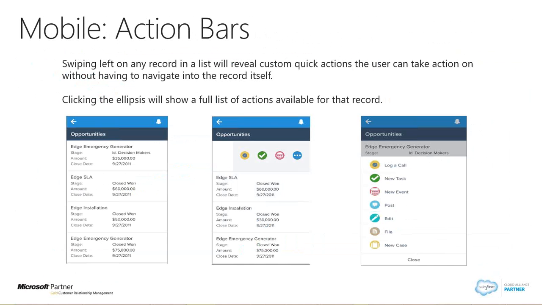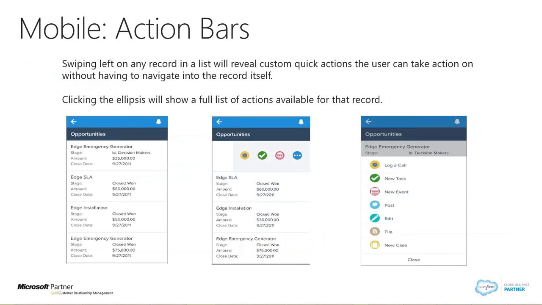In addition to the action bars, they've created quick actions. This is when you're in a list view of different record types, so in this example, opportunities, and we swipe left on any one of those opportunities, we're able to see quick actions that the user can take. This is very similar to the action bars. Clicking the ellipsis will give you a full view of all the actions that are available, and this just makes it a lot more efficient for your mobile agents.